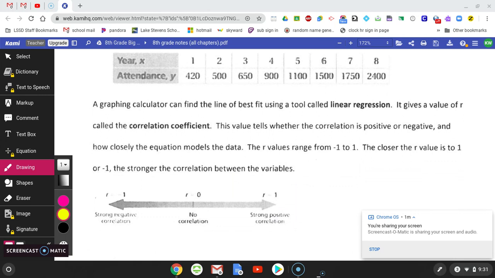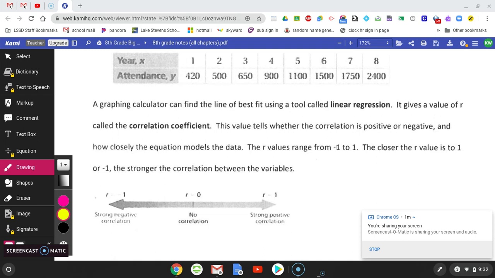Okay, so it tells you about a graphing calculator finding the linear regression, that's the line of best fit. It also gives you a correlation coefficient. We're not actually going to be using the calculator to find it, so I'm just going to briefly give you information on this, but I'm not going to walk you through how to find it on your graphing calculator. The correlation coefficient is the value that tells you whether it's positive or negative correlation. Remember, we talked about that: whether it has a positive slope or a negative slope. And then it also tells you how closely the equation models the data.